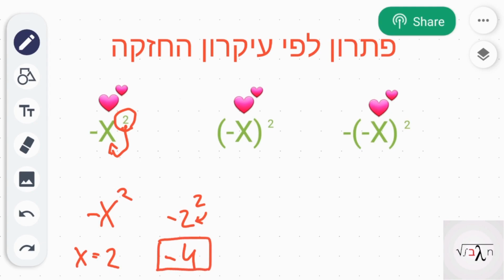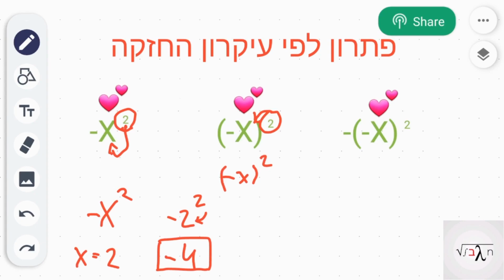Let's have a look at the second example. Example number 2. Minus x to the power of 2. As we can see, the exponent loves the closest from the left. In this example it's the parenthesis. In this situation, all of the things that are inside the parenthesis will be affected by the exponent. In this example, the minus x to the power of 2.